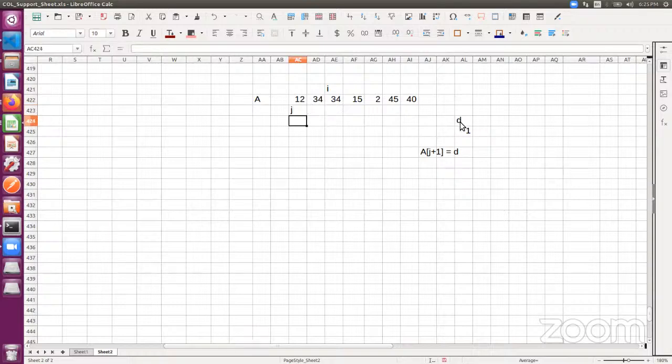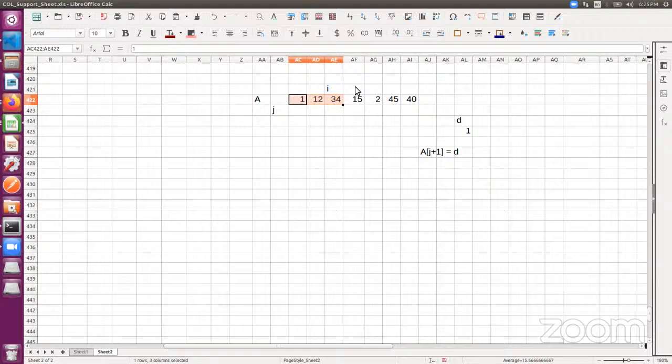Now again do a comparison, d and A of j. d is less than A of j, so copy A of j to the next position. You're just moving the elements. And then decrement j. Now come out of the j loop and do this operation: A of j plus 1, so minus 1 plus 1 is 0, equal to d. So now at the 0th position, d would be inserted, which is 1. Now you got the sorted array, right?